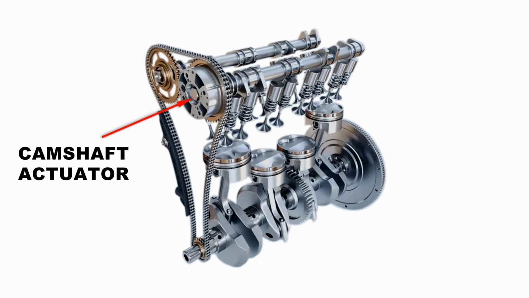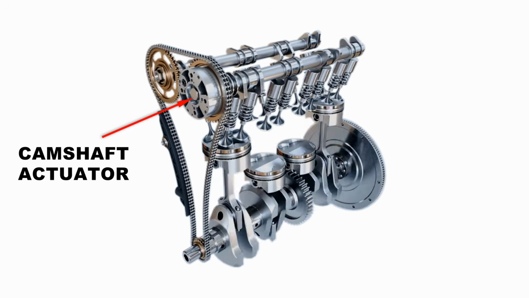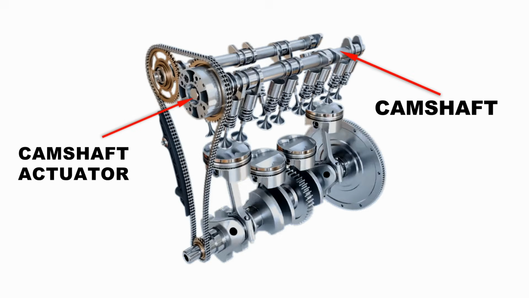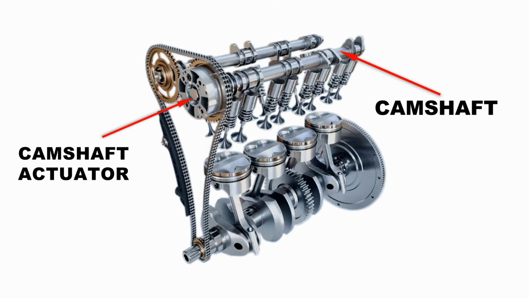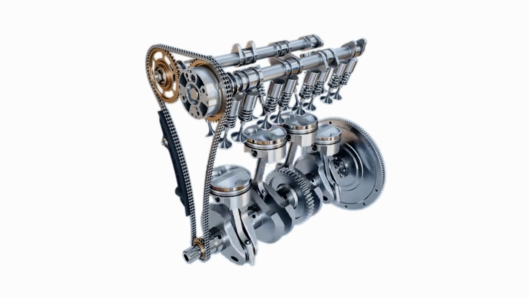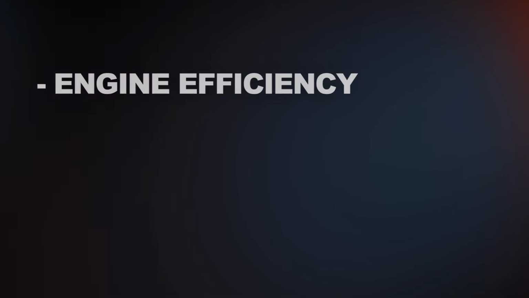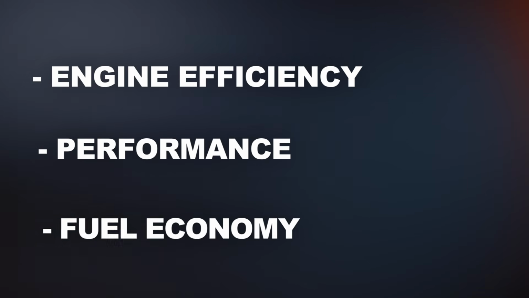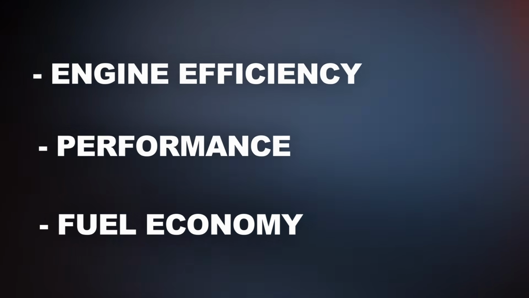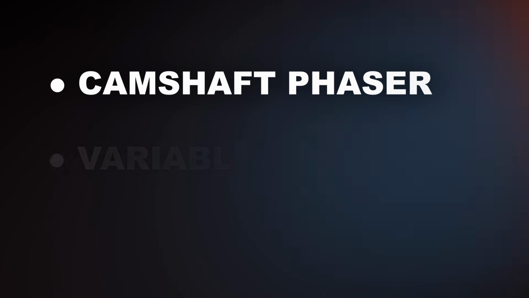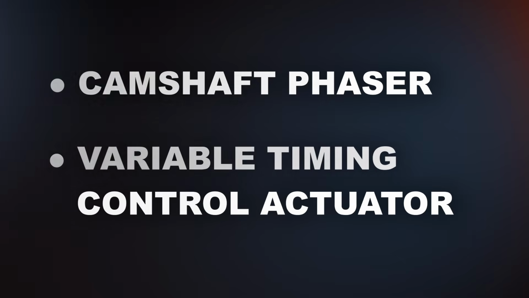The purpose of the camshaft actuator is to advance or retard the timing of the camshaft. By adjusting camshaft timing, the actuator directly affects the opening and closing of the intake or exhaust valves, depending on the engine design. This helps optimize engine efficiency, performance, and fuel economy. Depending on the manufacturer, it can also be called a camshaft phaser, variable timing control actuator, and many more.